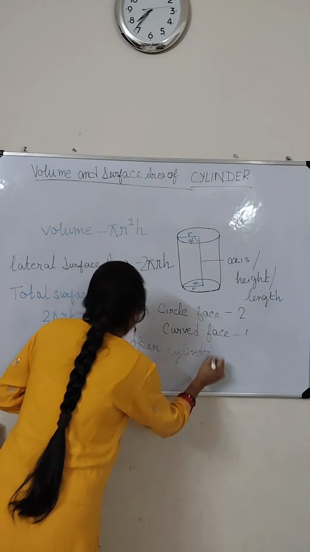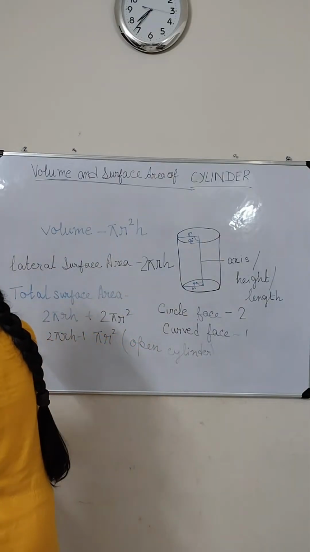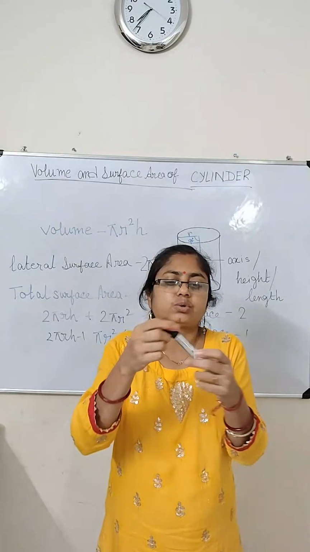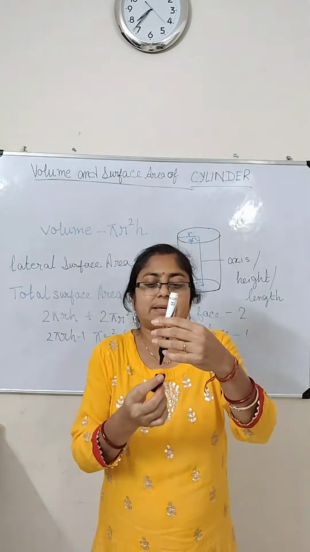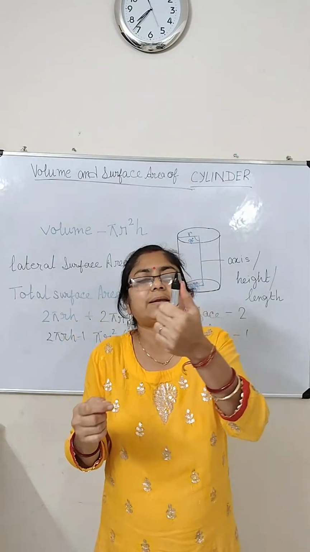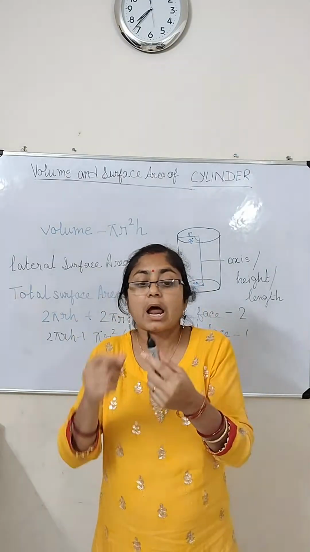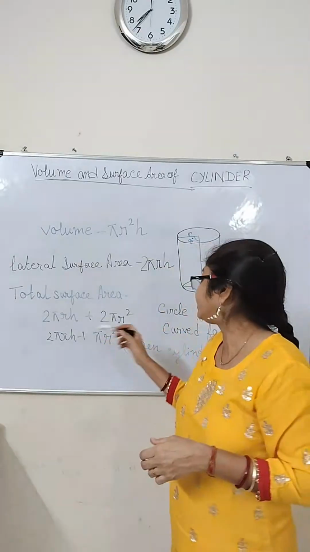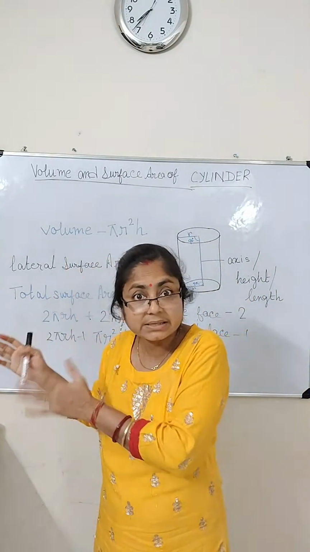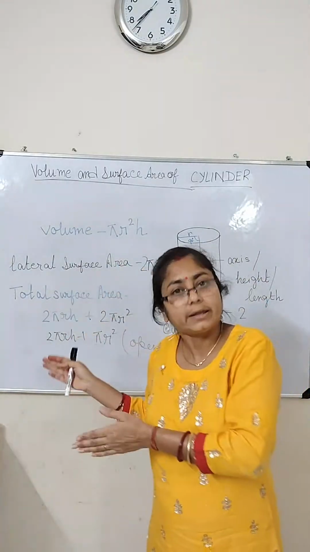When it is an open cylinder, you can write this one. What is an open cylinder? Suppose this one is an open cylinder. It means there is no lid, so it is an open cylinder. In that case, you can't add 2πr², you add only the bottom circle. For that reason, I break the formula in this way.